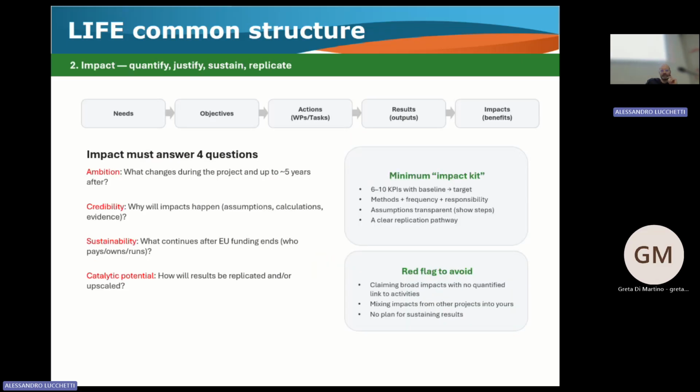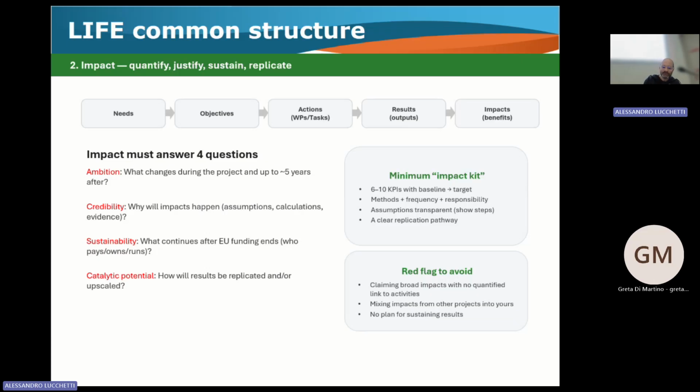So for the impact, when you write this part, you have to answer four main questions: the ambition, credibility, sustainability, and the catalytic potential. Ambition: what change will your project produce compared to the state of the art? If you are applying for a LIFE project, you have to demonstrate that you are producing something practically completely new from the previous situation, which is the ambition part.